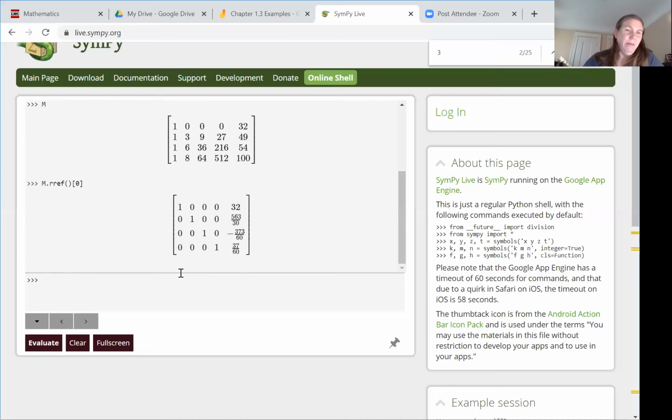What this is telling me is that in that first row, my coefficient that we are calling a sub 0 is 32. My coefficient in the second row that we are calling a sub 1, that's going to multiply by the x, is this fraction 563 over 30. My coefficient a sub 2 is negative 373 over 60. And my coefficient a sub 3 is 37 over 60. These are not the nicest values because we're working with real data, but that's okay.